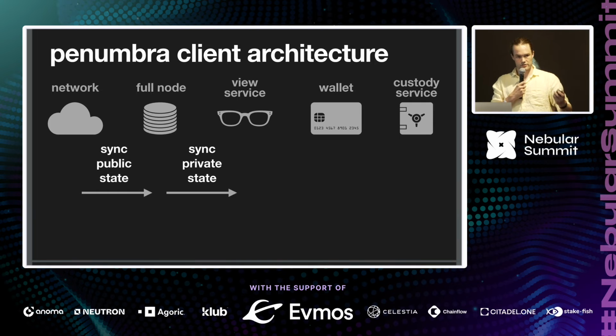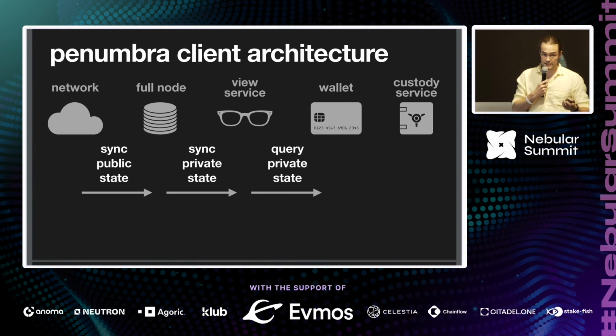So you have the view service synchronizing all of the private state, scanning it. But now the wallet can still be written as if it was a more traditional, transparent wallet design. It's just that instead of querying Infura or some other RPC, it's querying some local per-user service that's doing this synchronization and indexing. That indexing also gets a lot simpler because, by design, you're not indexing the entire world, because you can't see the entire world. You're only having to index your own data.